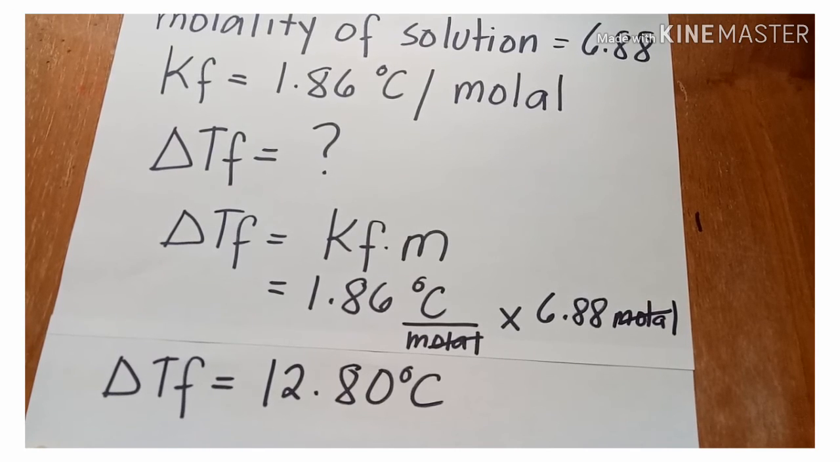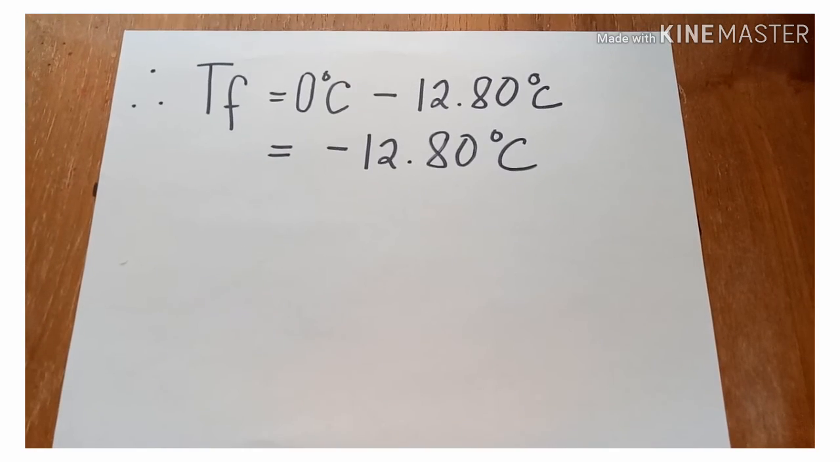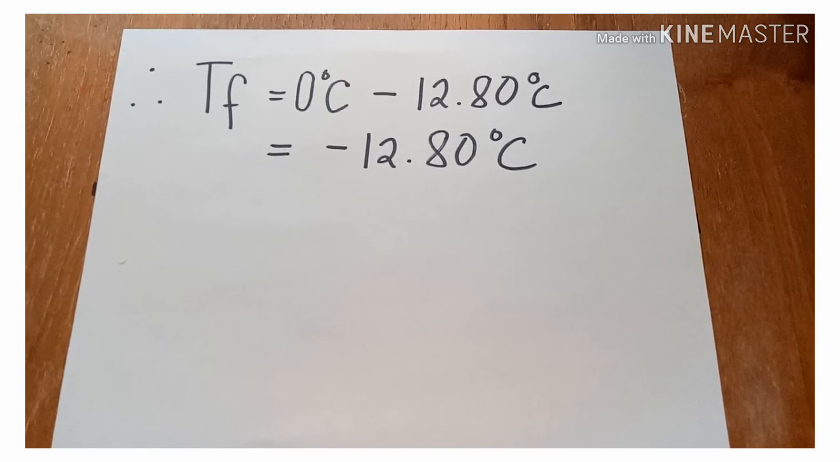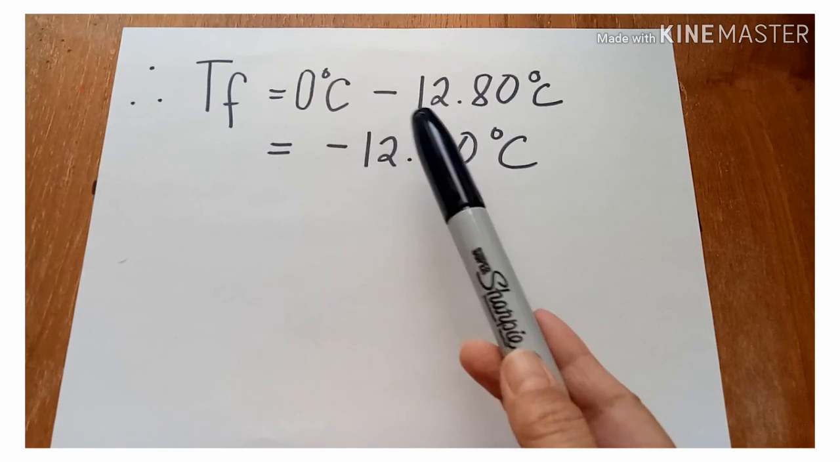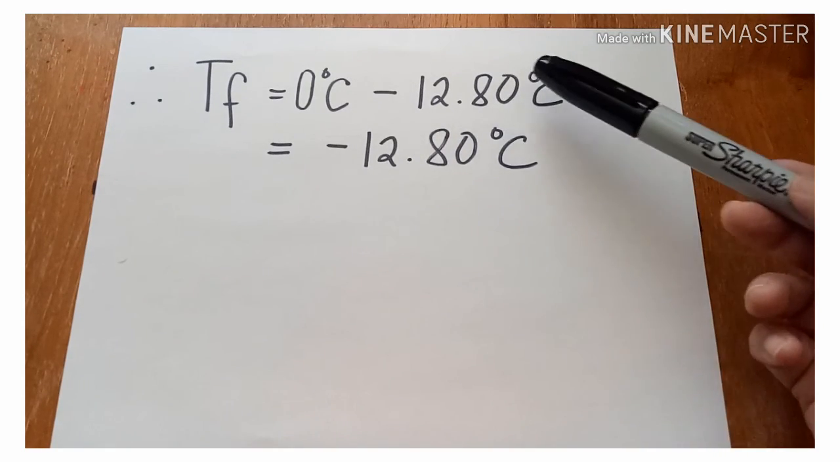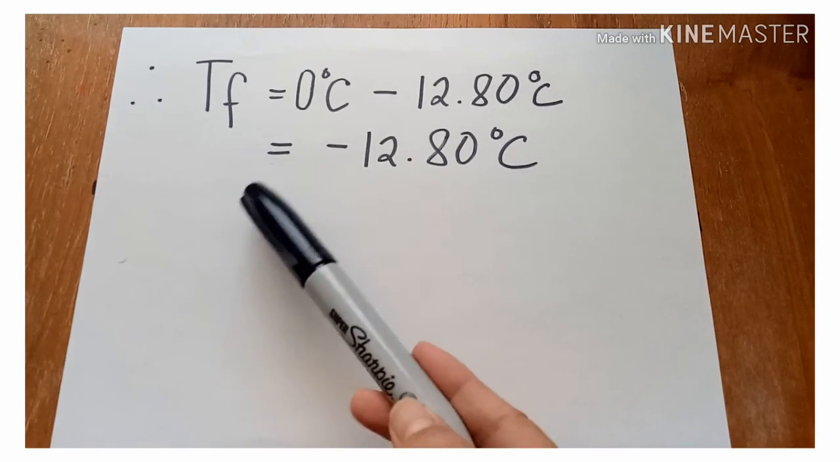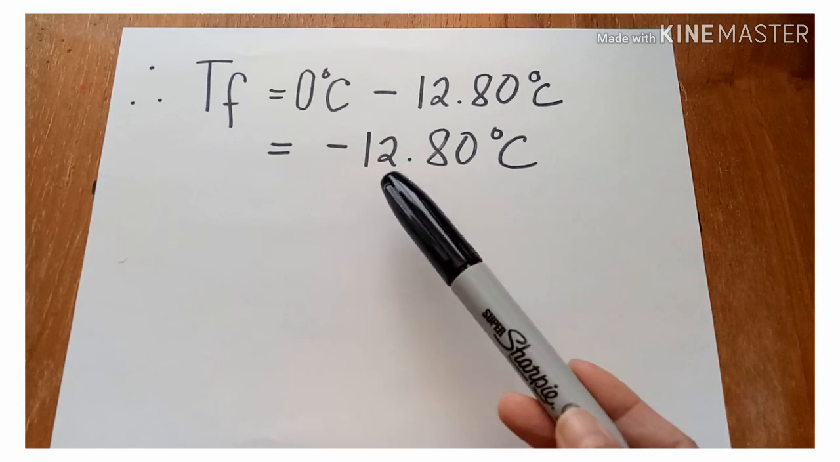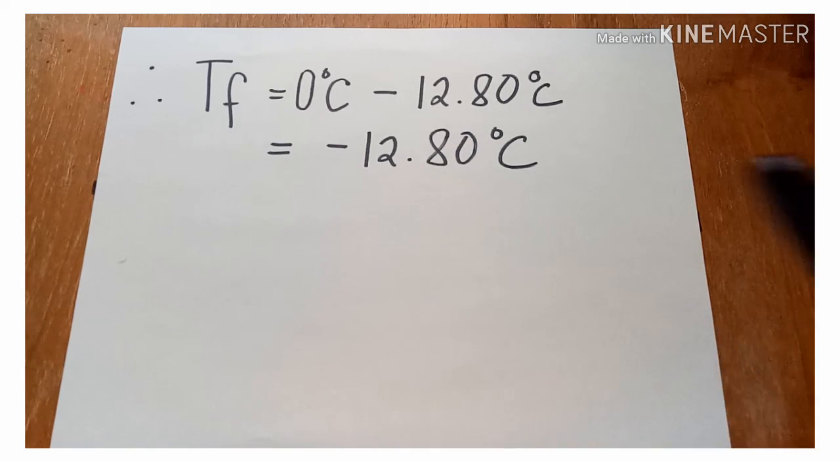The resulting freezing point of the solution is determined by subtracting delta T sub F from the normal freezing point of the solvent. Therefore, our equation will be T sub F equals 0 degrees Celsius minus 12.80 degrees Celsius. So T sub F will be equal to negative 12.80 degrees Celsius.